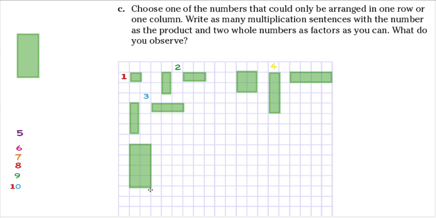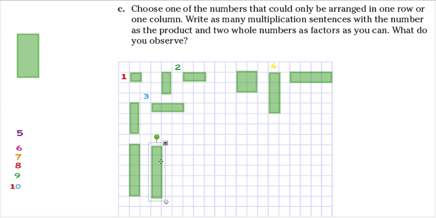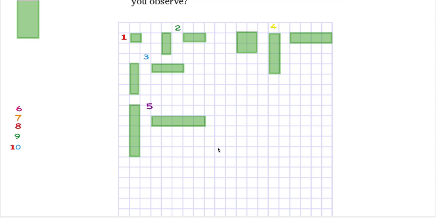Let's take a look at 5. There are actually 2 possible ways of creating a rectangle with 5 squares. One is to let it stand up vertically, and the other one is to let it lie horizontally. So I have 2 possible combinations to make 5 squares in a rectangle.